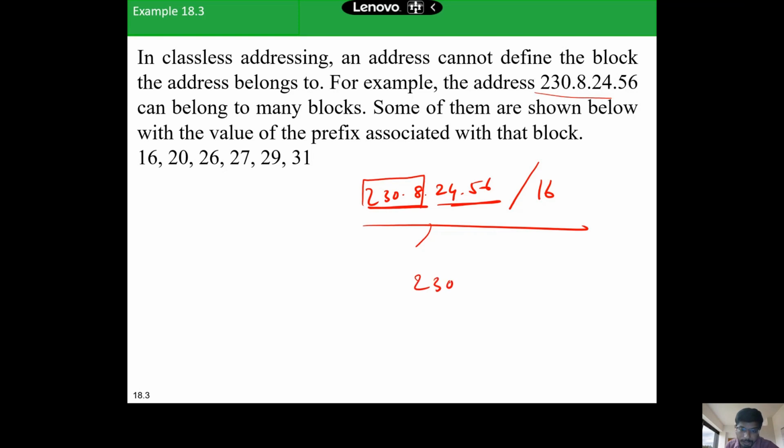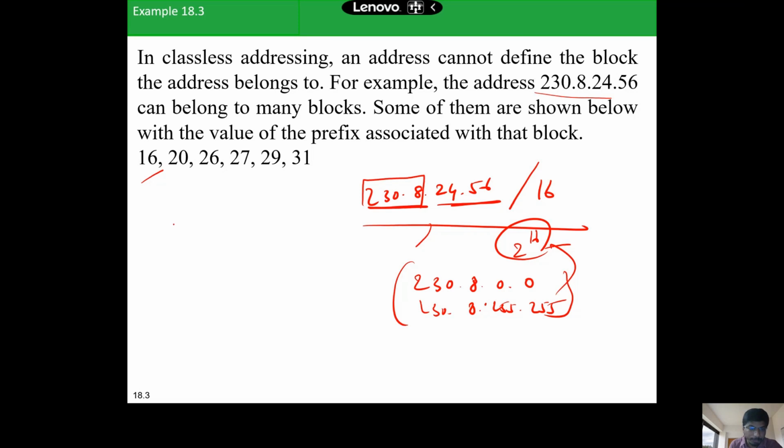So if you set the remaining 32 minus n, 16 bits, to all zeros, it becomes the first address. And if you set the remaining 16 bits to all ones, it becomes your last address. So this will be the range of addresses in that block, which means 16 bits go for the host. 2 power 16 possible addresses that you can have in that particular block if you associate it with /16. So it's very important to associate what prefix length it has.